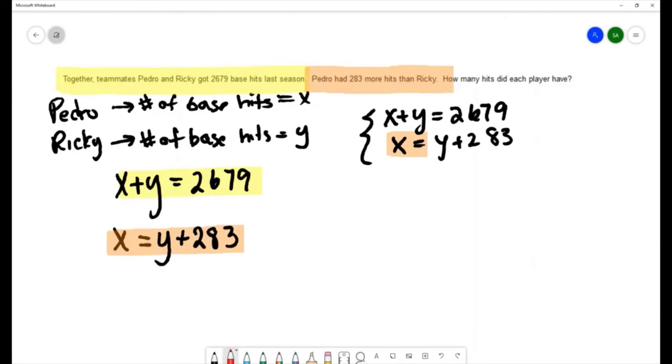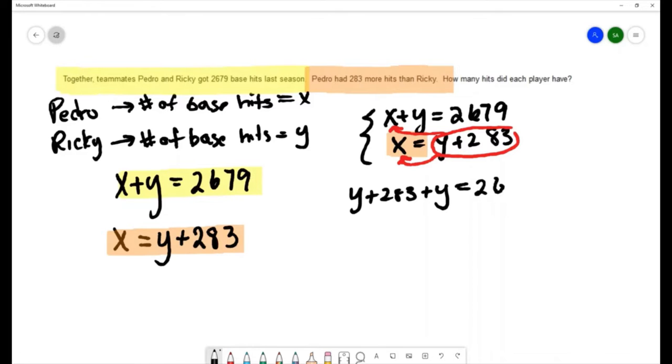So I'll take the other side of this equation and substitute it in for X in the other equation. I'm substituting in for X because this equals X. And that will give me the equation Y plus 283 plus Y equals 2,679. Now I have an equation that only has one variable in it, and I'll be able to solve for that variable. I'll combine like terms, that's 2y plus 283 equals 2,679.